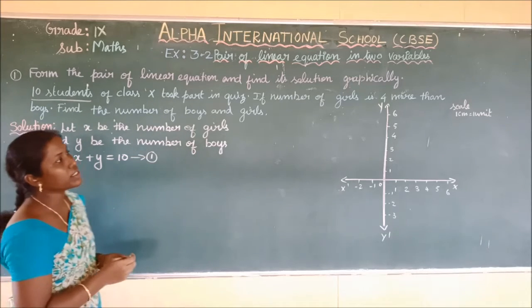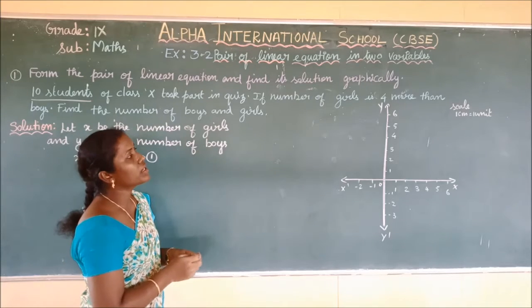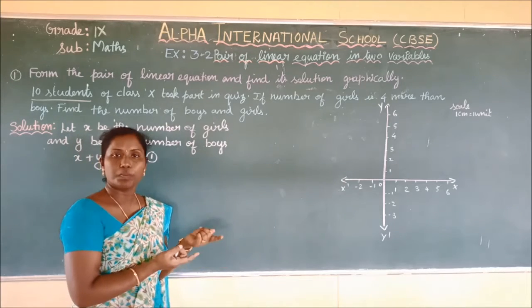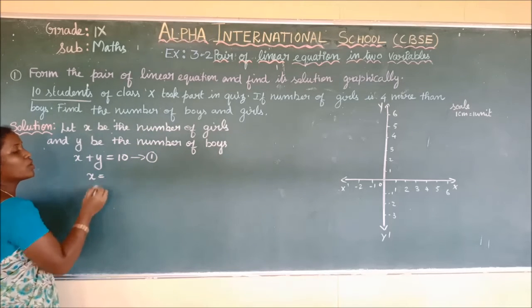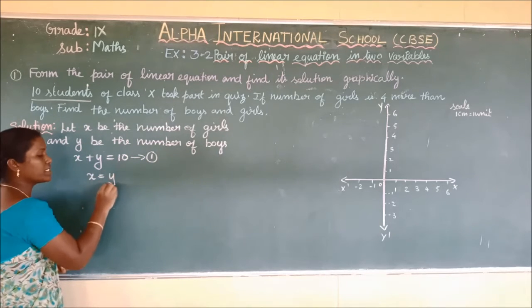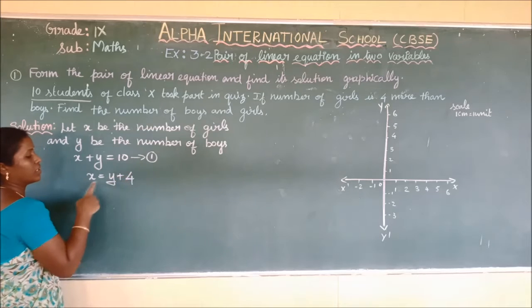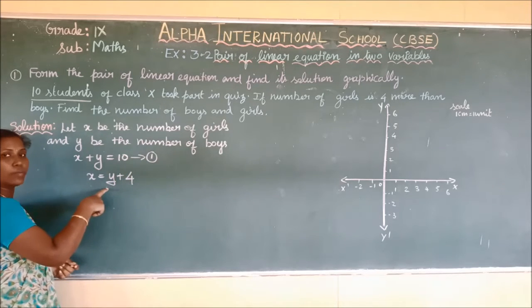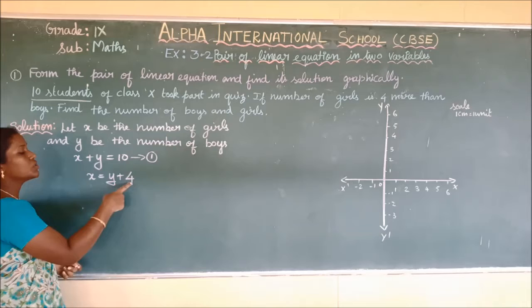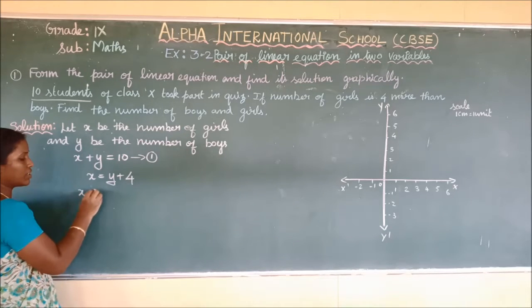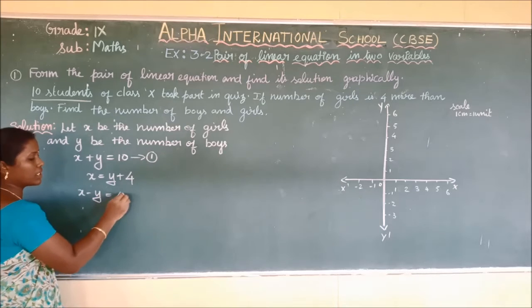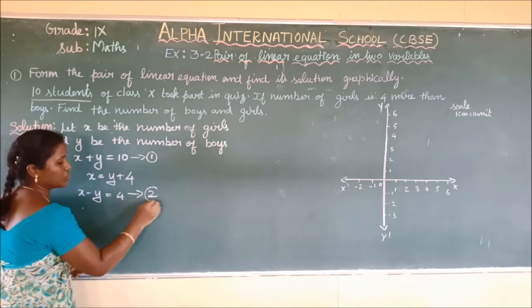Now the second condition, what is given in the question? If the number of girls is 4 more than the boys. So the number of girls is 4 more than the boys, we have to add. So 4 plus y. How to rearrange as an equation? x minus y is equal to 4. Make this equation 2.